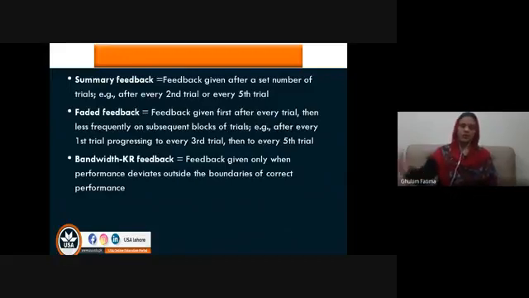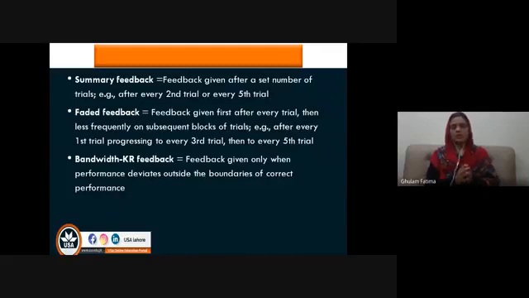Maybe he's doing the first performance, but he understands that there was a mistake in that performance. He will try to correct it in the next one. So in summary feedback, we will give feedback after a set number of trials, like after every second trial, after every third trial. That is your choice, what you decide, you can give feedback after every third trial. So this is your choice.